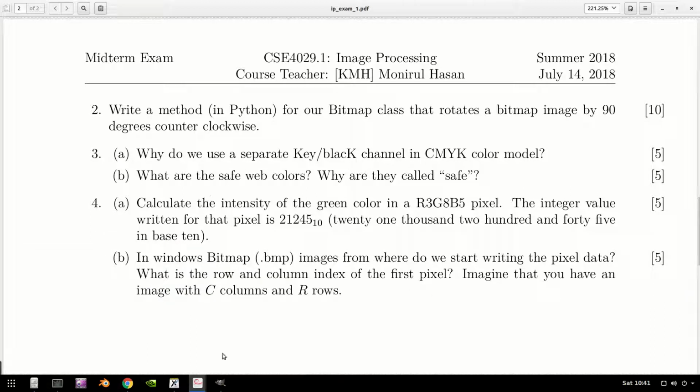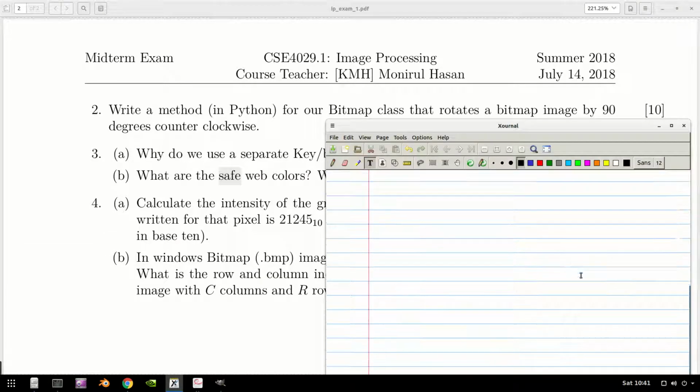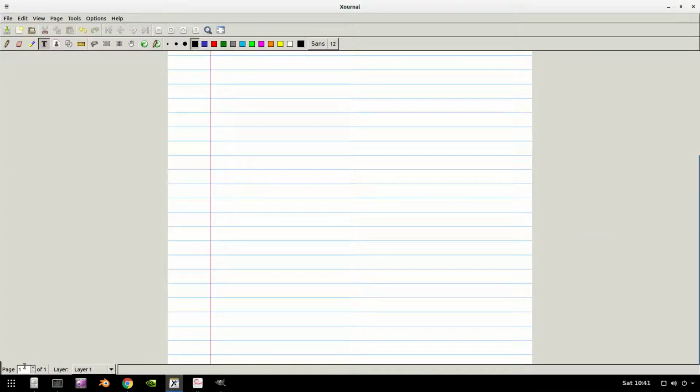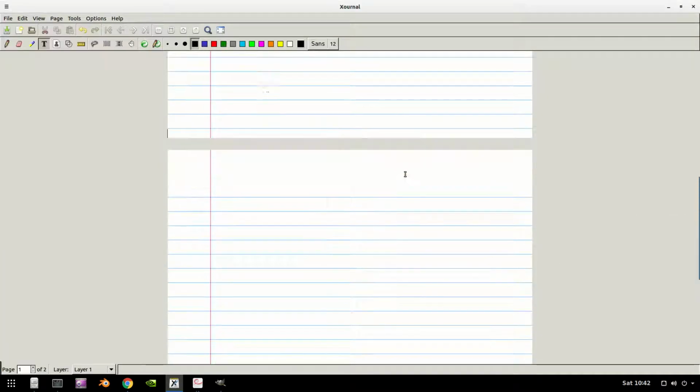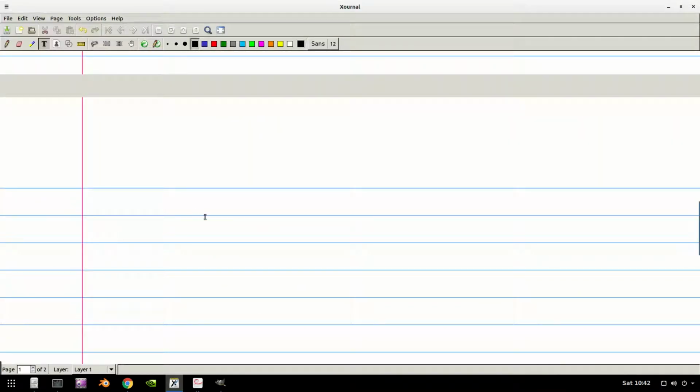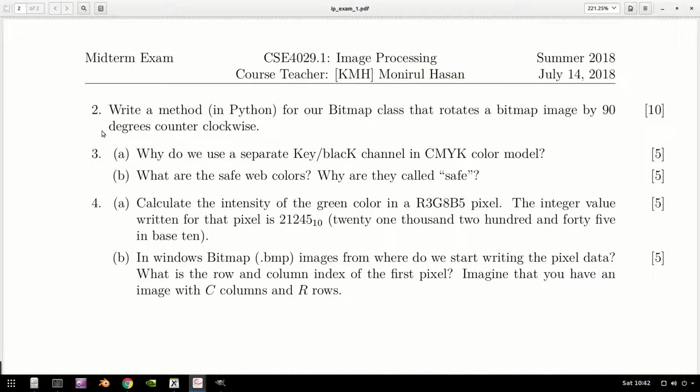So what do they look like? Alright, so how do we generate the safe web colors? Safe web colors, 216. How do you pick those?